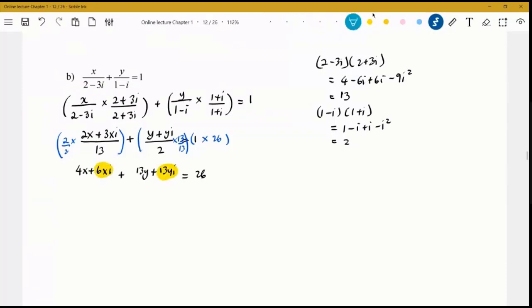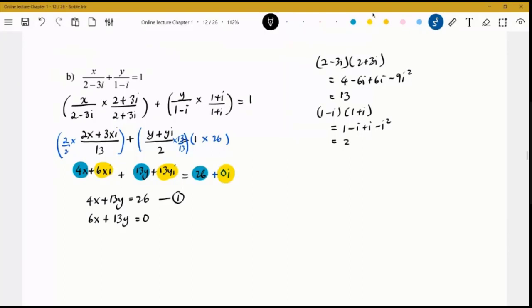Okay, so we collect the real part and real part. So ini adalah real part, 26. So 4x plus 13y equal to 26. And then so this one the first equation. The second equation adalah 6x plus 13y equal to 0. Sebab di sini ibarat 0i. So dia akan compare dengan 0. Okay, so you have two equation. Satu equation adalah untuk real part, satu equation untuk imaginary part. Okay, so we need to find the x and y. So yang ini kita boleh buat simultaneous.